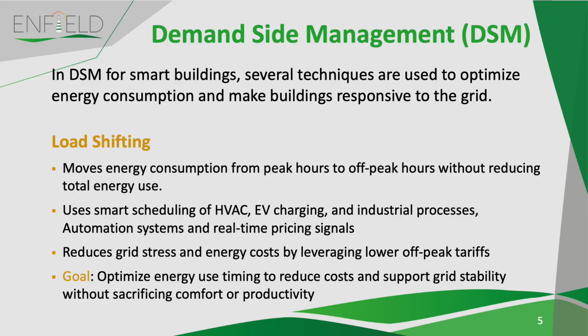One of the key DSM techniques is load shifting. So, what does it do? Load shifting moves energy consumption from peak hours to off peak hours without reducing the total energy used. How does it work? It uses smart scheduling of systems like HVAC or EV charging and industrial processes combined with automation and real time pricing signals. What does it reduce? Primarily, it lowers peak demand on the grid and helps cut energy cost by taking advantage of cheaper off-peak tariffs.